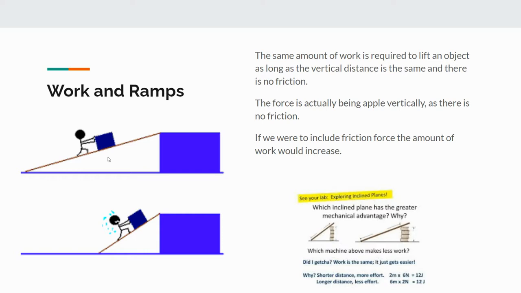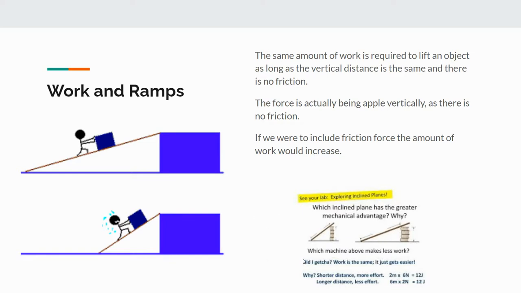Okay, so we can do less force over a greater distance, but still do the same amount of work. And when we have an inclined plane, actually a ramp is called an inclined plane. That's the kind of simple machine it is. We have something called a mechanical advantage. We'll talk about this when we get to simple machines.